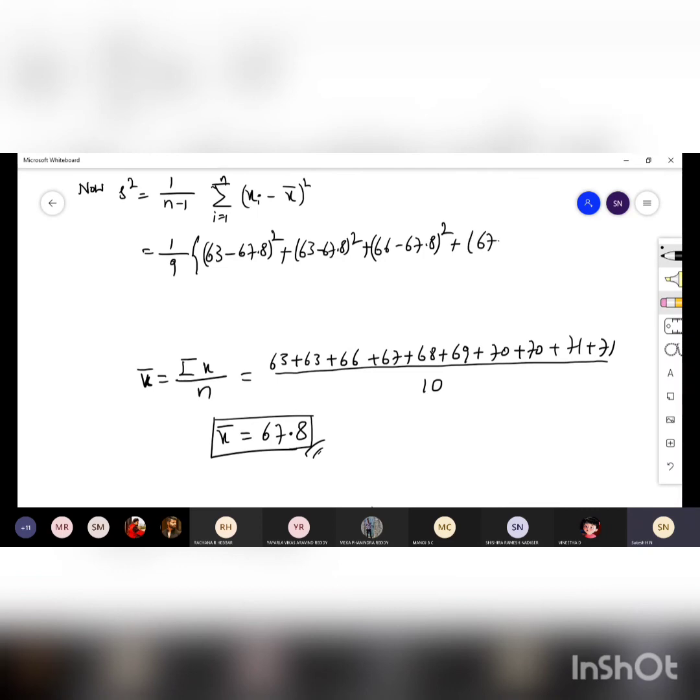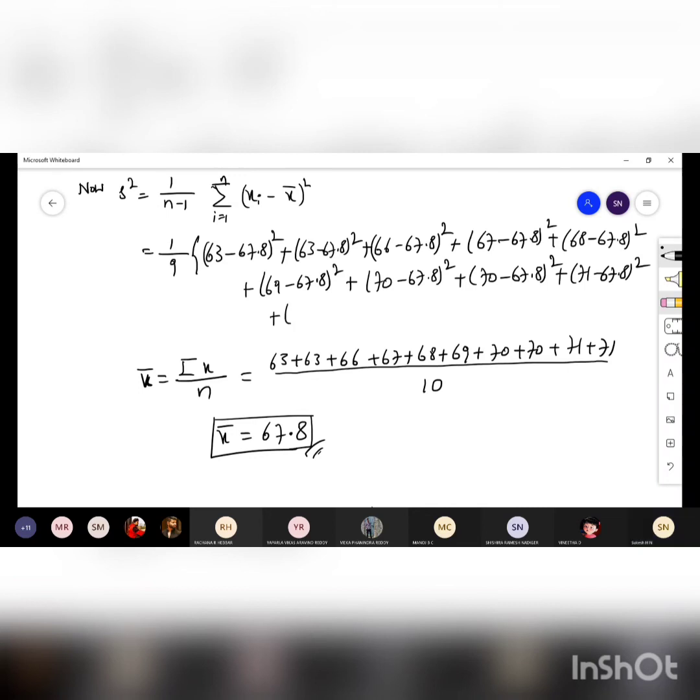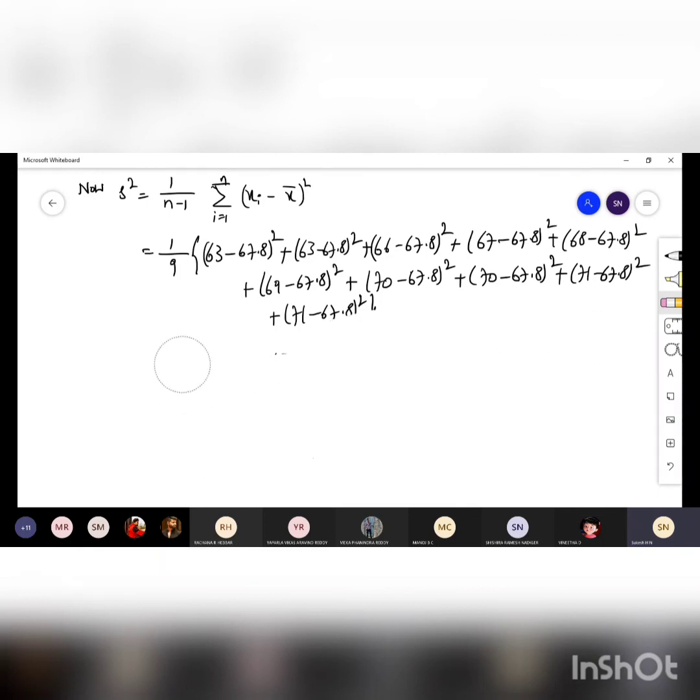Fourth term will be 67 minus 67.8 whole square plus 68 minus 67.8 whole square plus 69 minus 67.8 whole square plus 70 minus 67.8 whole square plus 70 minus 67.8 whole square plus 71 minus 67.8 whole square plus last one 71 minus 67.8 whole square, and these values should be in the bracket because that will be multiplied with 1 by 9.